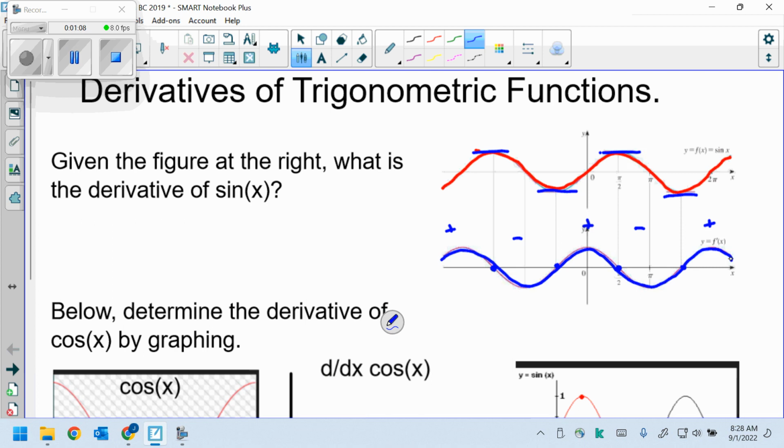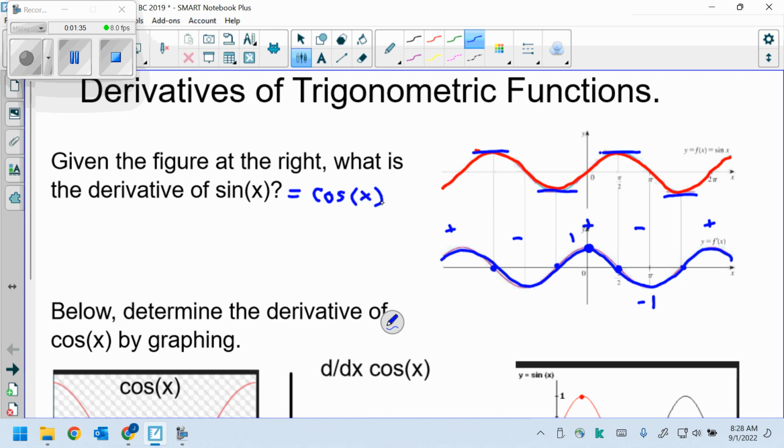If I look at that, when x is 0, we have a value of 1. At pi over 2, we have a value of 0. At pi, we have a value which is apparently negative 1. And so we're going to recognize the derivative of sine is cosine. And those of you who had AB last year, you remember that.